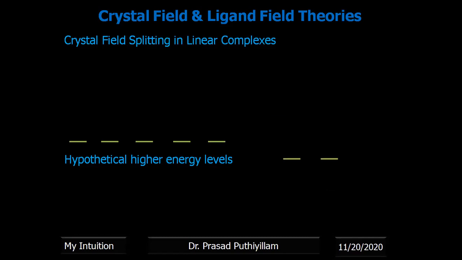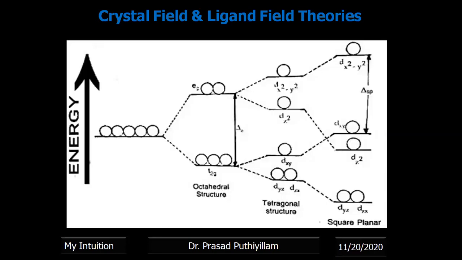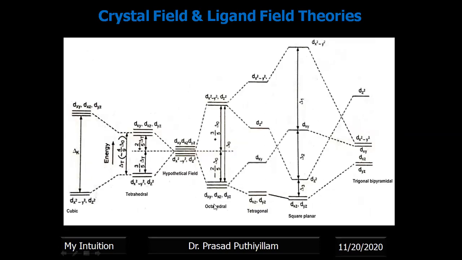If it is a linear complex, we have this arrangement: dxy, dx square minus y square, dxz, dyz, and dz square. In that order the energy level goes. If you take an image of that, comparing with the octahedral complex, this is the tetragonal structure and square planar. So here we have the octahedral complex, tetrahedral complex, square planar, tetragonal, trigonal bipyramidal, and cubic arrangement.